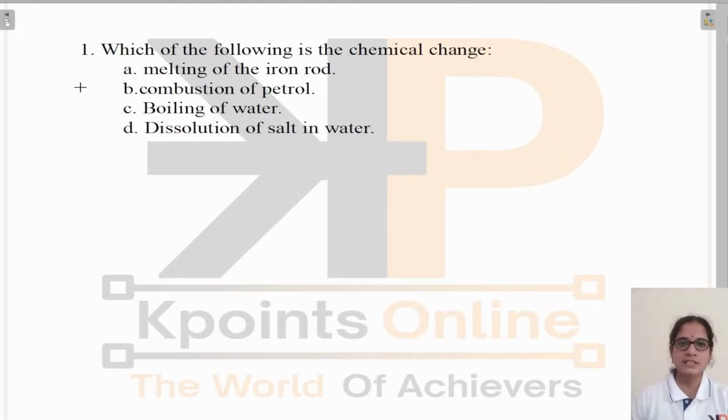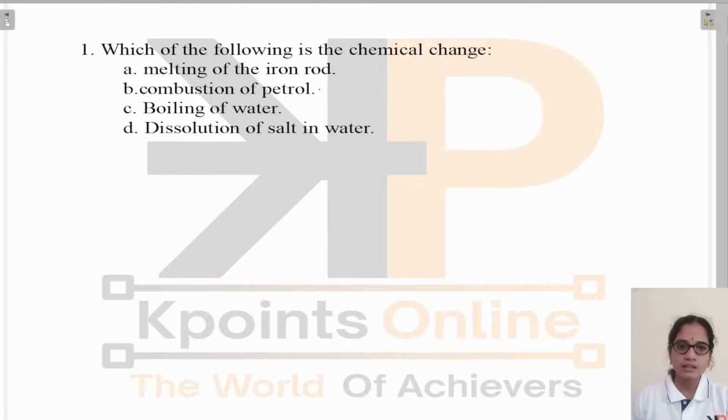Let us start with the first question: which of the following is a chemical change? Melting of iron rod, combustion of petrol, boiling of water, dissolution of salt in water. Melting of iron rod is a physical change as there is no change in the identity of the substance. Boiling of water is also a physical change, where there is no change in identity again. Dissolution of salt in water is also a physical change.